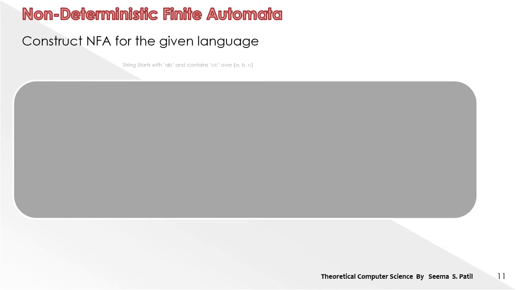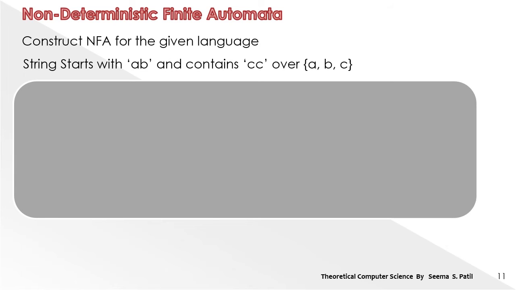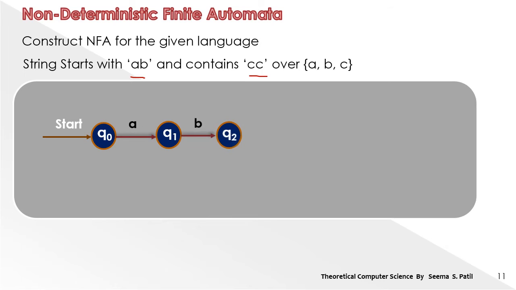Construct the NFA for the given language. Here the language is strings that start with AB and contain CC over ABC. Three input values A, B and C. Now you have to start from the Q0 state. The condition is the string starts with AB and contains CC. So start with AB, write in this way A and B. And for contains CC, write down C, C. But between these AB and CC, there can be any number of ABCs.